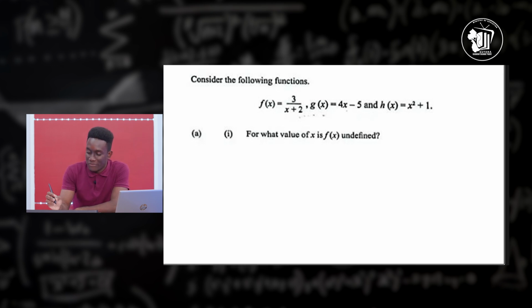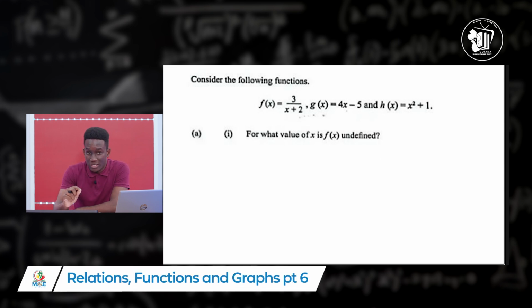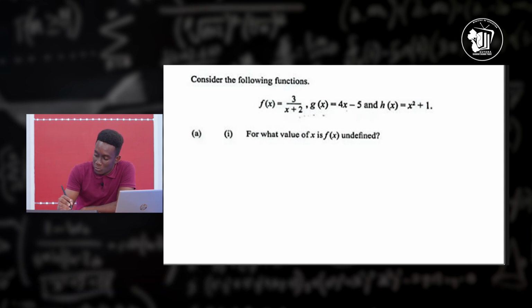To determine when f of x is undefined, we have to look at the function f of x. A fraction is undefined when it has a denominator of 0. If you have 2 over 0 and you punch it in the calculator, it should say math error, because it's undefined. So this question is asking us, what is the value of x that makes the denominator equal 0? What we do is equate this to 0.